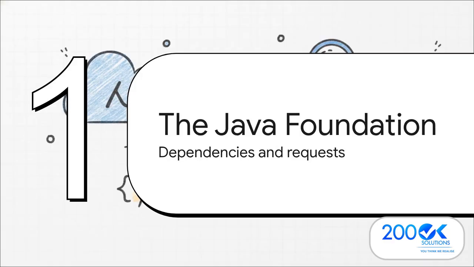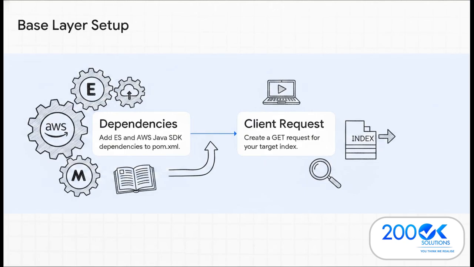Section 3, the Java Foundation, setting up your dependencies and requests. The first step here is getting your toolbox ready by updating your Maven dependencies in your pom.xml file. You're going to need the Elasticsearch Java high-level REST client, the AWS Lambda Java core, and the AWS Java SDK. Just a quick heads up, make sure to use version tags that actually match your specific Elasticsearch version. Once that's sorted, step 2 is configuring your basic request. Using the request object in Java, you can spin up a simple GET request, like targeting your _index/_search, or even _cat/indices, if you just want to grab a list of your indexes.